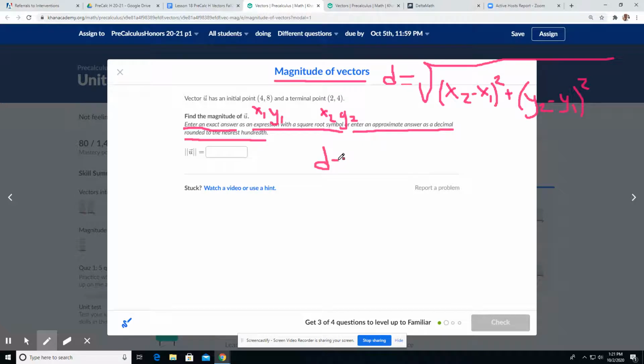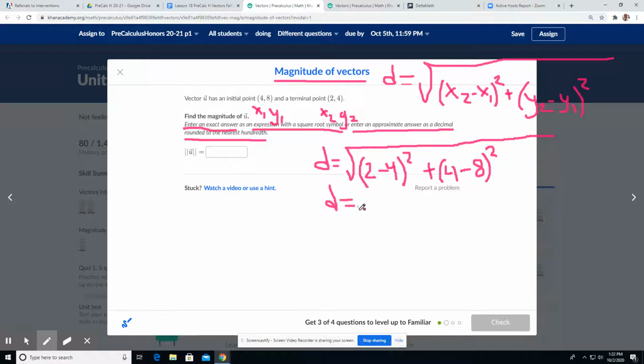Now I just plug everything into the distance formula. And here we go. x2 is 2, minus x1 is 4, quantity squared, plus y2 is 4. It's a minus sign, not a comma. Let's see, I think I can erase it without messing up too much. Good. Okay. And y2 minus y1, y1 is 8, and we're squared.